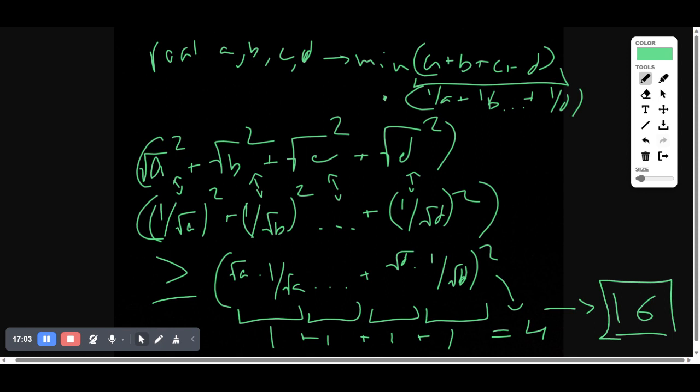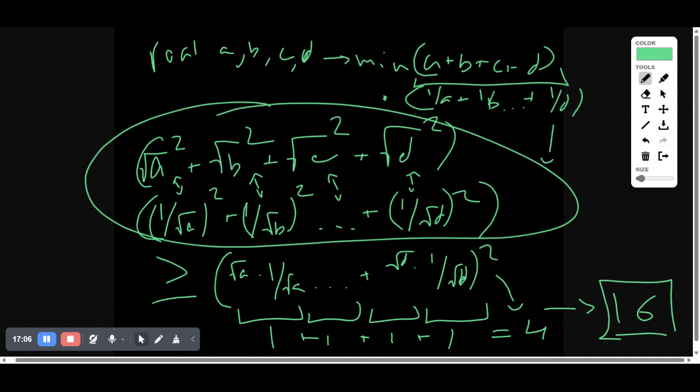Again, we got the same answer of 16, as in this quantity, which is equal to this, these two are the same, I just rewrote it, is greater than or equal to 16, meaning that the minimum value is 16. And so we have solved this problem using two different ways.